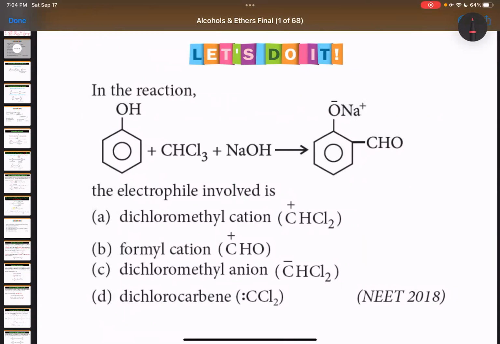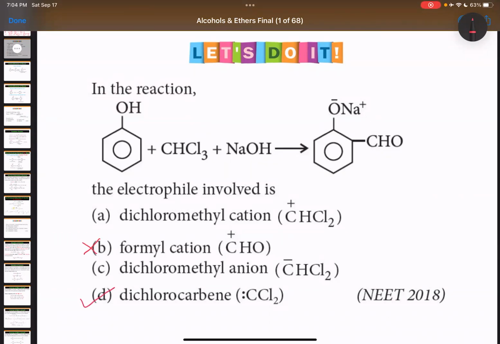What's going to be the answer to this one? Option B. Option B, no, not the formyl cation. Not option B. Option C, I guess.